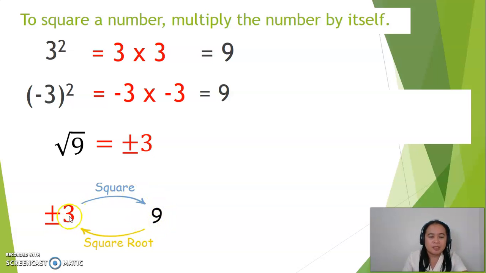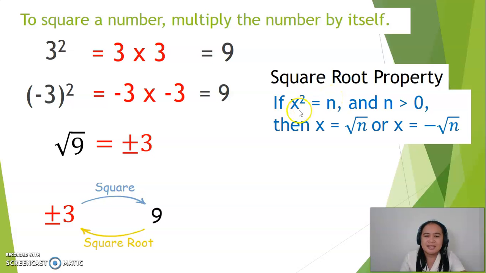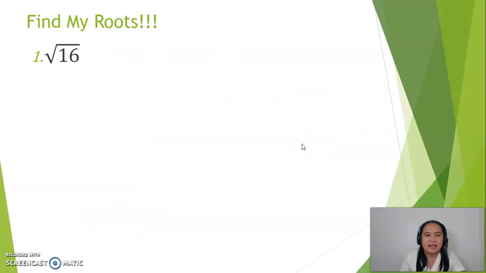When you reverse the process by getting the square root of 9, there are two possible answers, which is positive and negative 3. So basically, this is the square root property that states if x squared is equal to n, so therefore x should be positive and negative square root of n. Now, let's have this. Find the roots of the following.